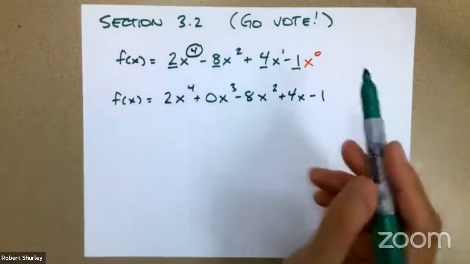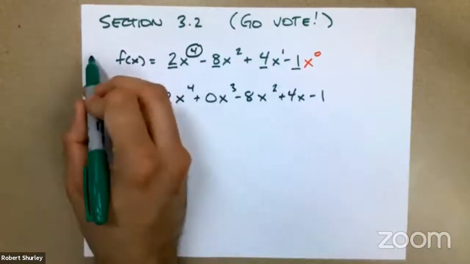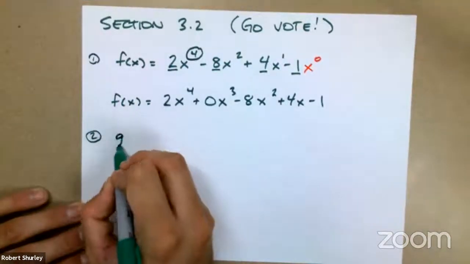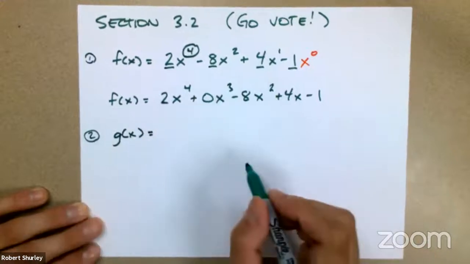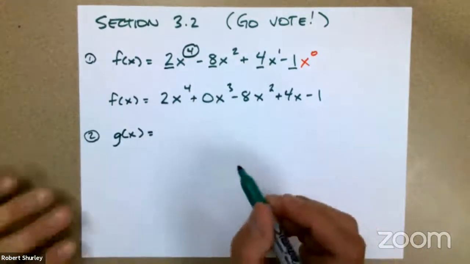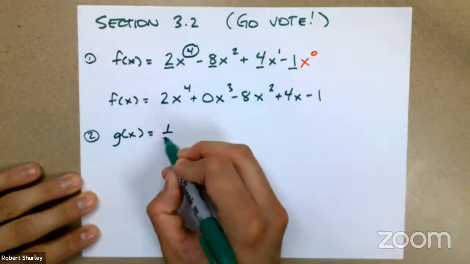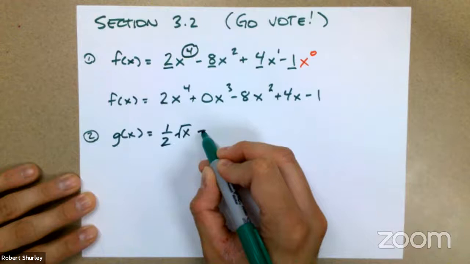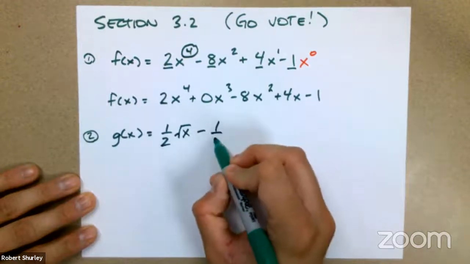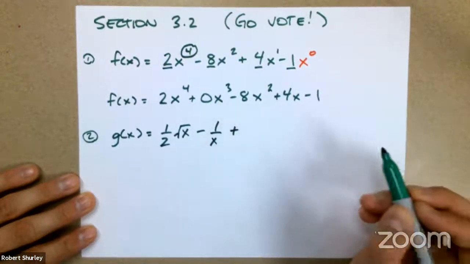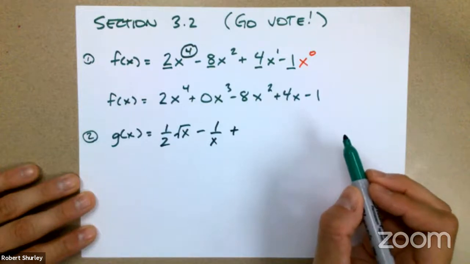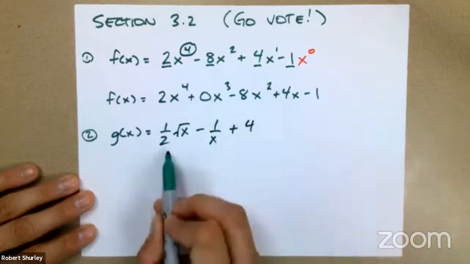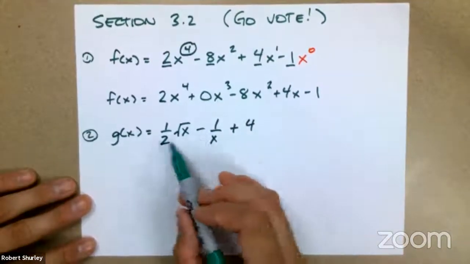Okay, but anyway, this is a good example of a polynomial, and we'll call this one 1. Now, something that wouldn't be a polynomial. Let's say we've got g of x, and I'm going to do a few different reasons why it wouldn't be a polynomial. Let's say we have 1/2 square root of x minus 1 over x plus something else. I won't do the I. That's a little too easy. Let's just say plus 4. Now, there's really 2 reasons why this is not a polynomial.